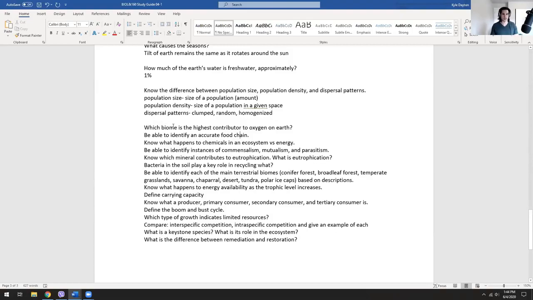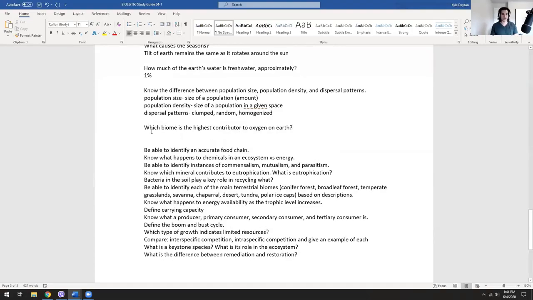Which biome is the highest contributor to oxygen on Earth? Marine.